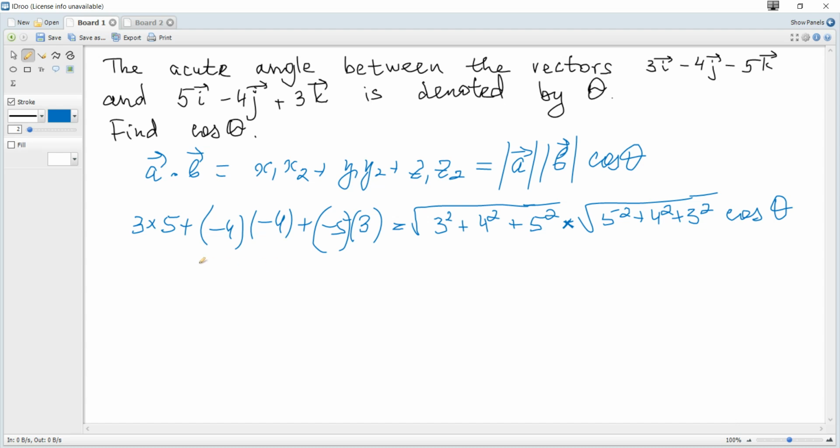And let's just calculate it. So we get 16 here, and we can see that these expressions are equal, so it will be 9 plus 16 plus 25, so it's 50 cosine theta, and hence cosine theta is 16 over 50, or 8 over 25. We can see that cosine is positive, hence theta is an acute angle.